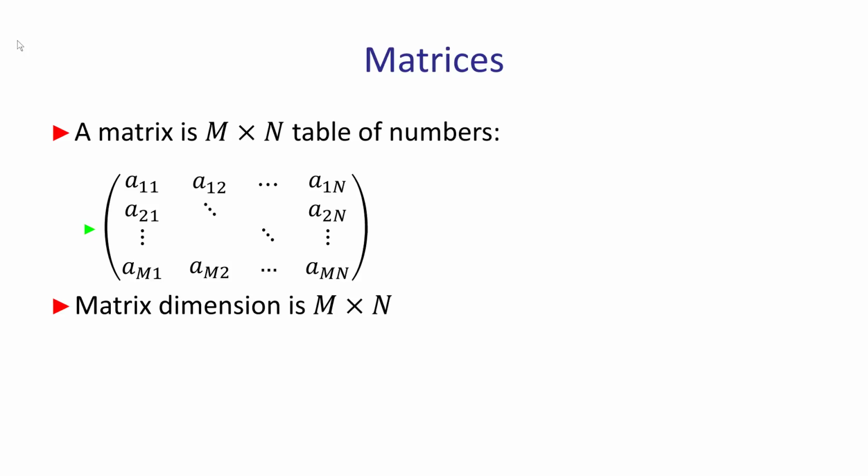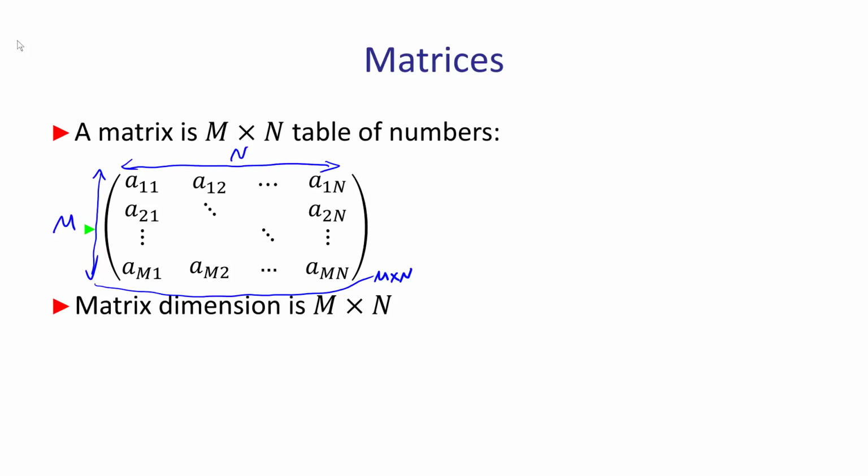The m by n matrix is defined by the following table of numbers. The matrix dimensions are m and n. Pay attention that the first dimension is always number of rows, so this is number m, and the second dimension is always number of columns, so this is number n. That kind of matrix has dimensions m by n.